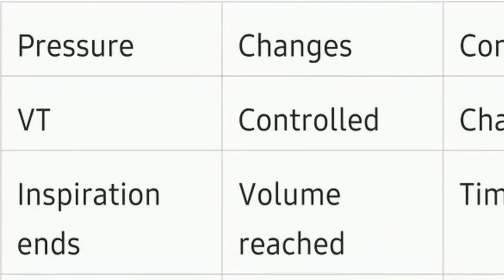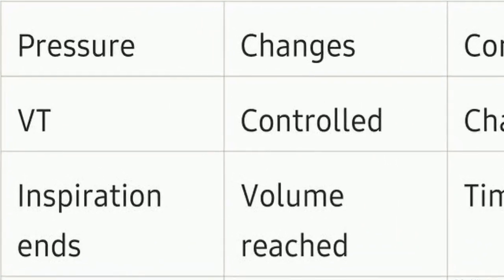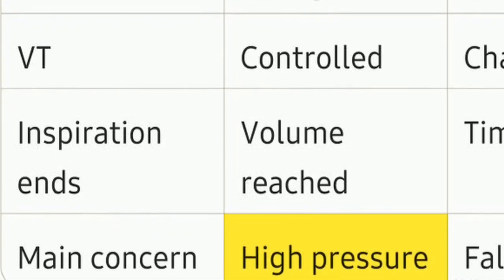Looking at the VCV column, the machine makes a specific promise. It controls the tidal volume, ensuring a set amount of air is delivered on every breath. Because that volume is locked in, the required pressure will fluctuate based on the patient's lung compliance and airway resistance. Therefore, the primary clinical concern you must monitor is dangerous high pressure.